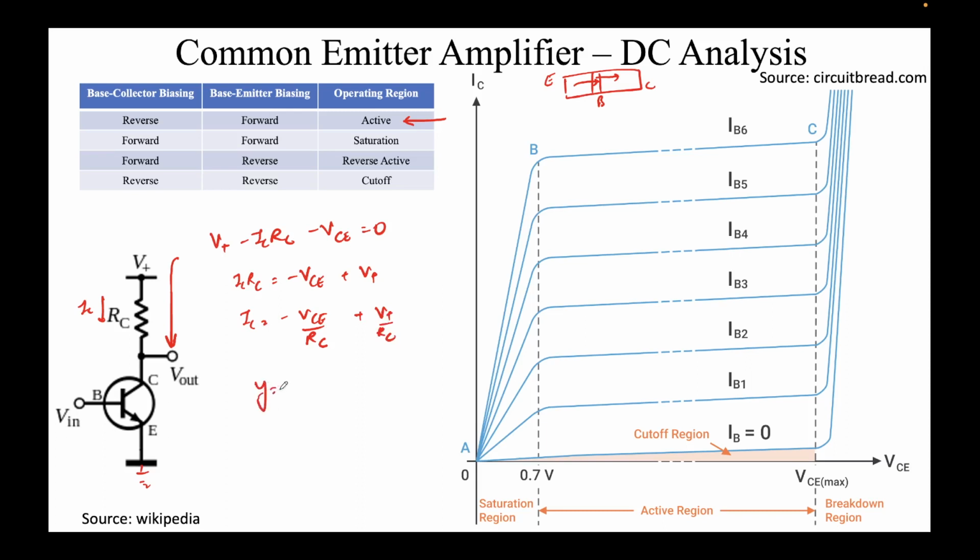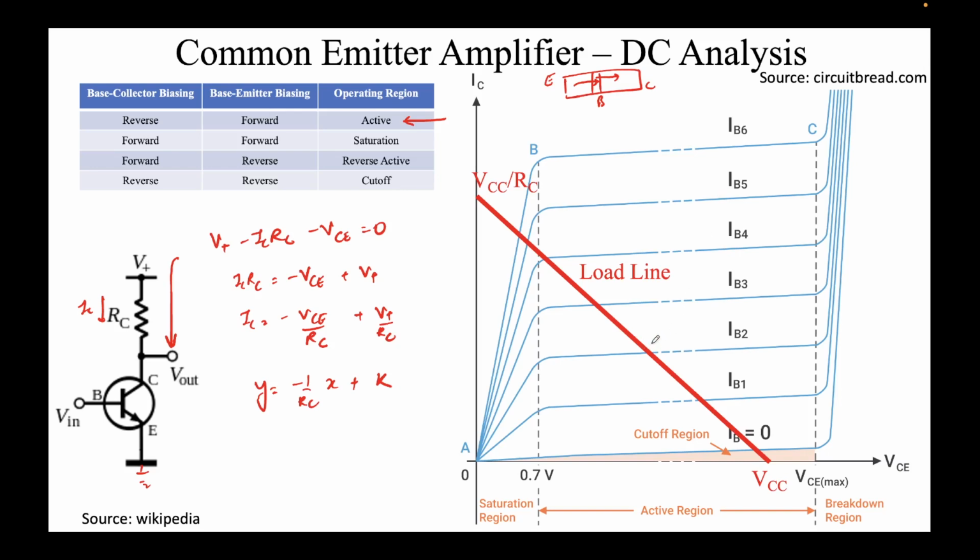V plus is usually a constant. So I write y equals minus 1 by RC times x plus some constant K. You can see it is like y equals minus mx plus C. So how will it look? It will look something like this. This is VCC over RC, or V plus over RC, and the intercept on the x-axis would be VCC, since RC and RC get cancelled. This is what is known as the load line, and the intersection of this load line with one of these curves will give the operating point or the quiescent point.